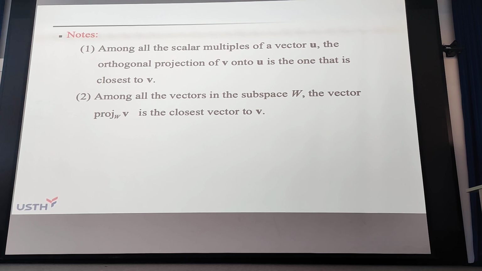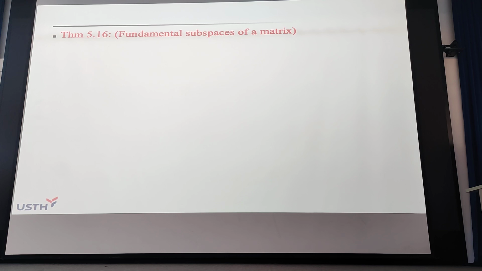So what we can say is that among all the vectors in the subspace W, the projection of V on W is the vector closest to V. Closest to V. We are going to use that in the next things.